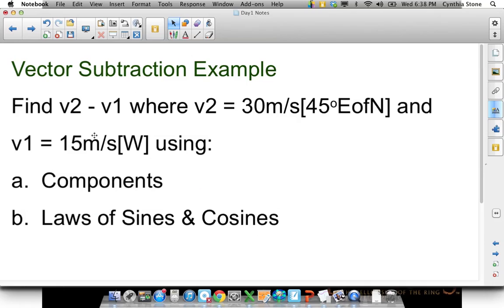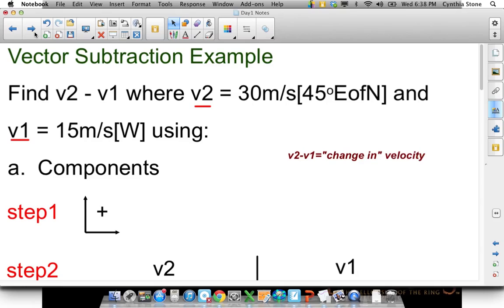Okay, so here's our example. Please copy it down. First, we're going to do components, and then in the next video, I'll do a separate video for law of sines and cosines. So pause while you write this down, and I'm going to move on to the solution for part A. Okay, so using components, just want to remind you that if I say v2 minus v1, why we care is we're looking at a change in velocity. We want to know how much the velocity changes. Okay?